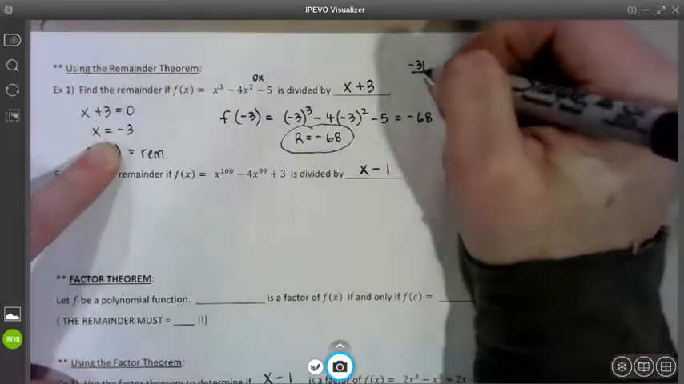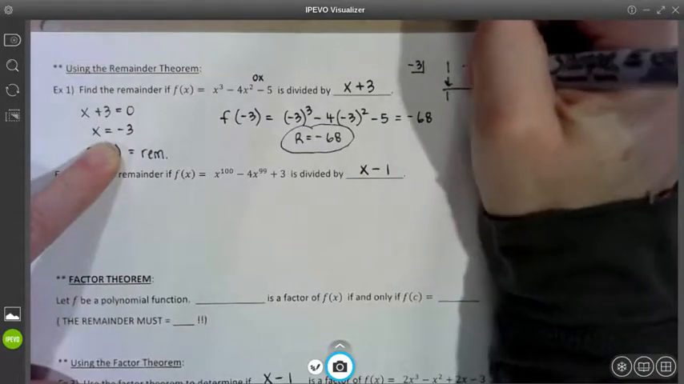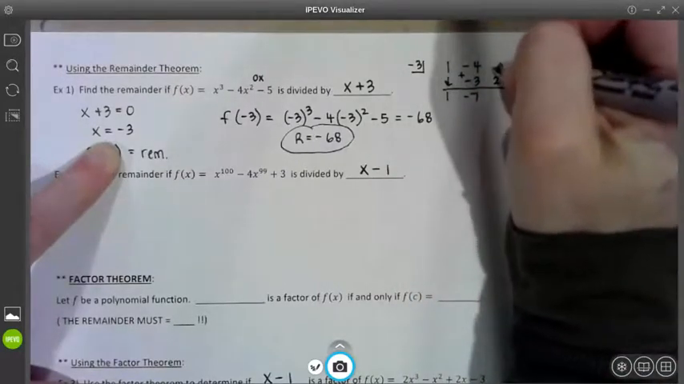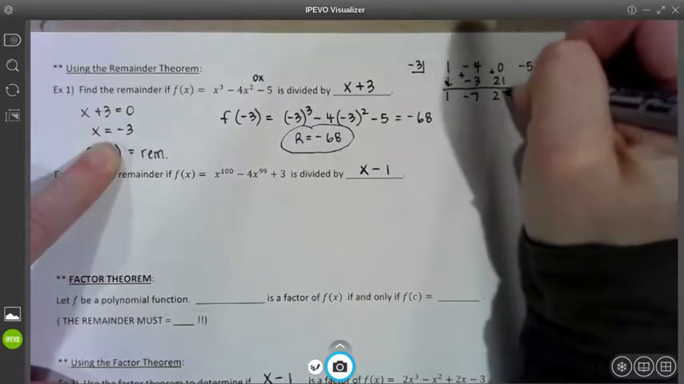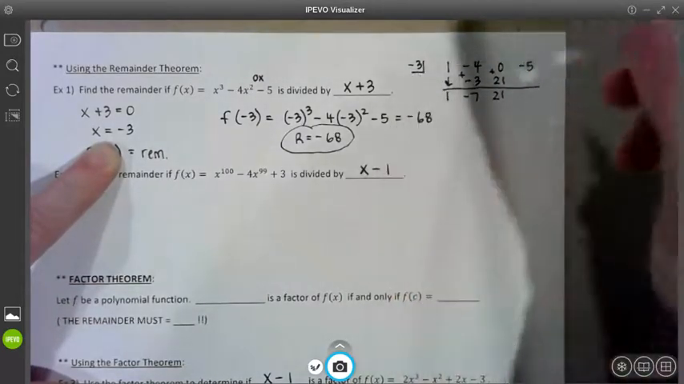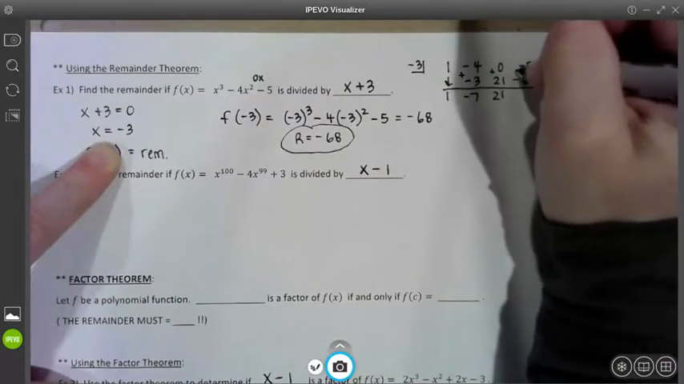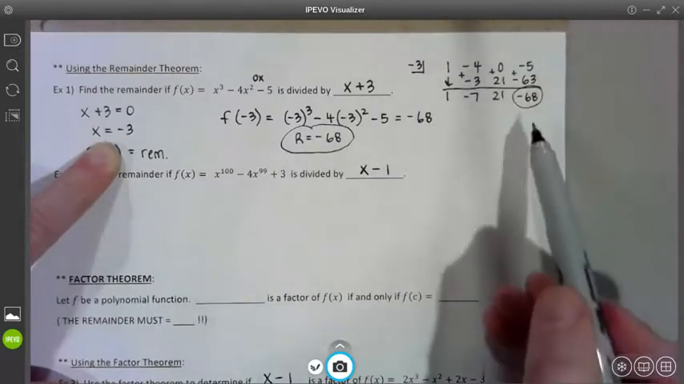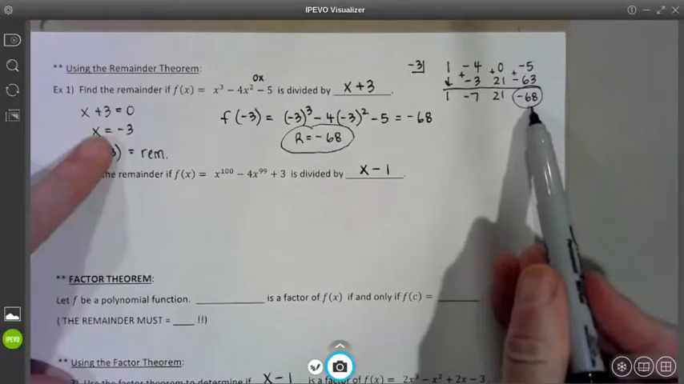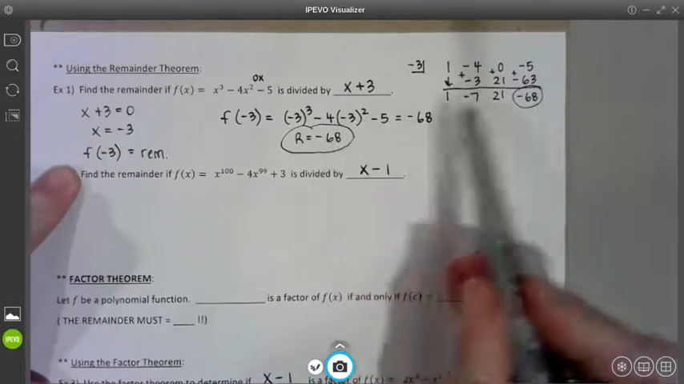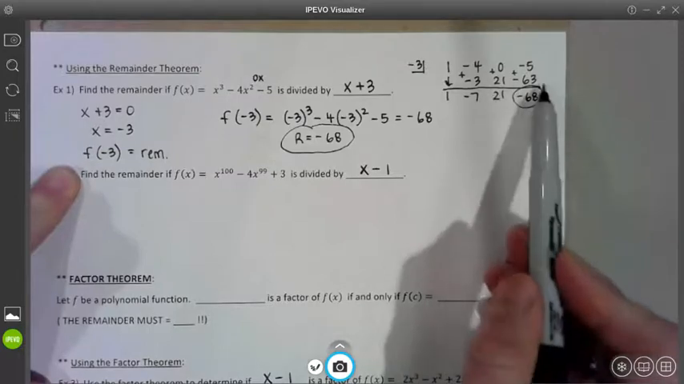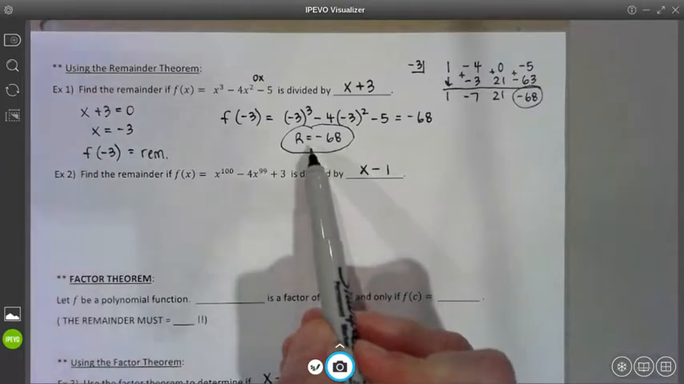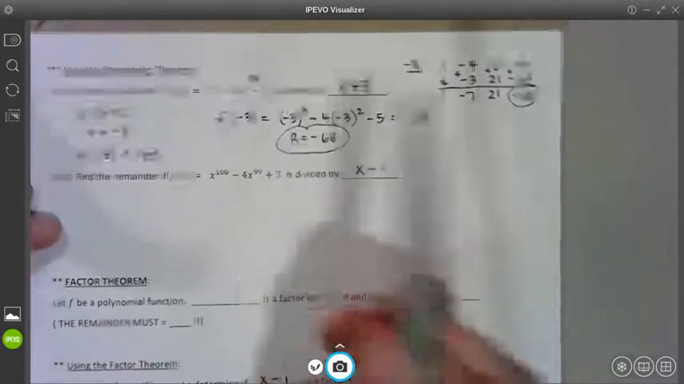So 1 times negative 3 is negative 3. Then we add. That's negative 7. Negative 7 times negative 3 is 21. We add it. 0 plus 21 is 21. 21 times negative 3 is negative 63. And then we would add negative 5 and negative 63 is negative 68. And then you would circle that last number because that last number represents your remainder for the synthetic division process. So it is true. We are getting a remainder of negative 68, whether I did it by dividing or whether I used the remainder theorem. So again, the remainder theorem is just giving you another option as to how you can find the remainder without using division.